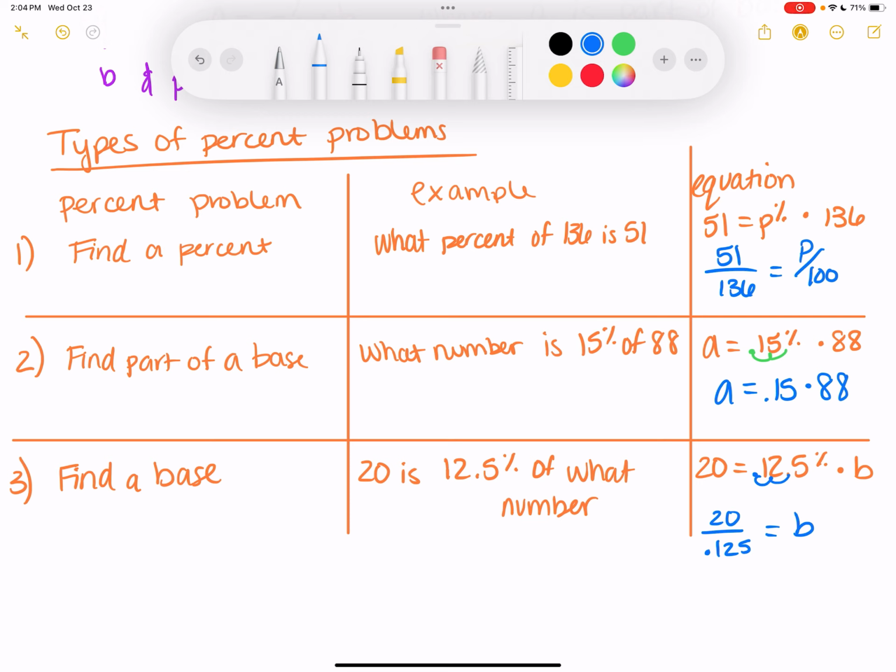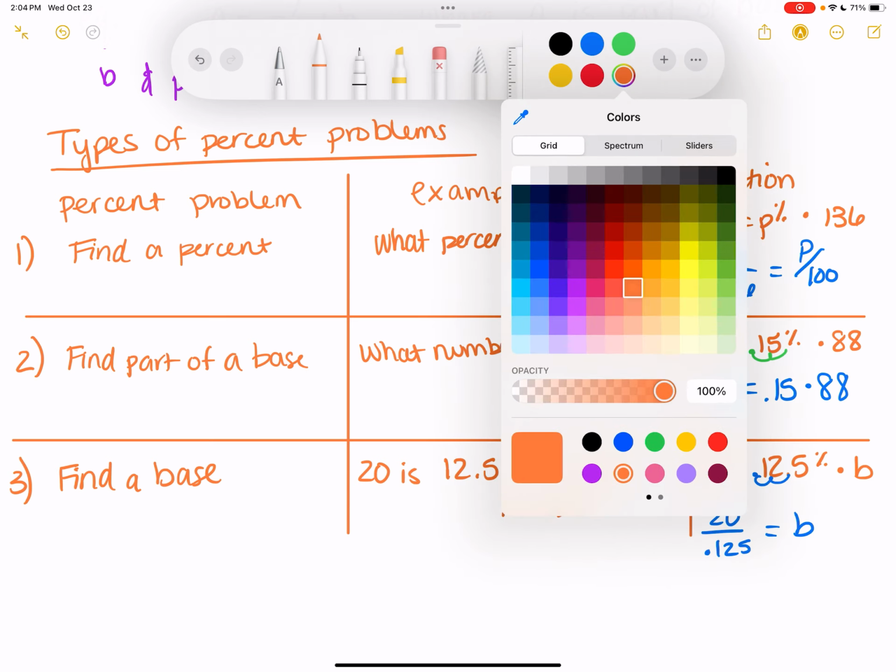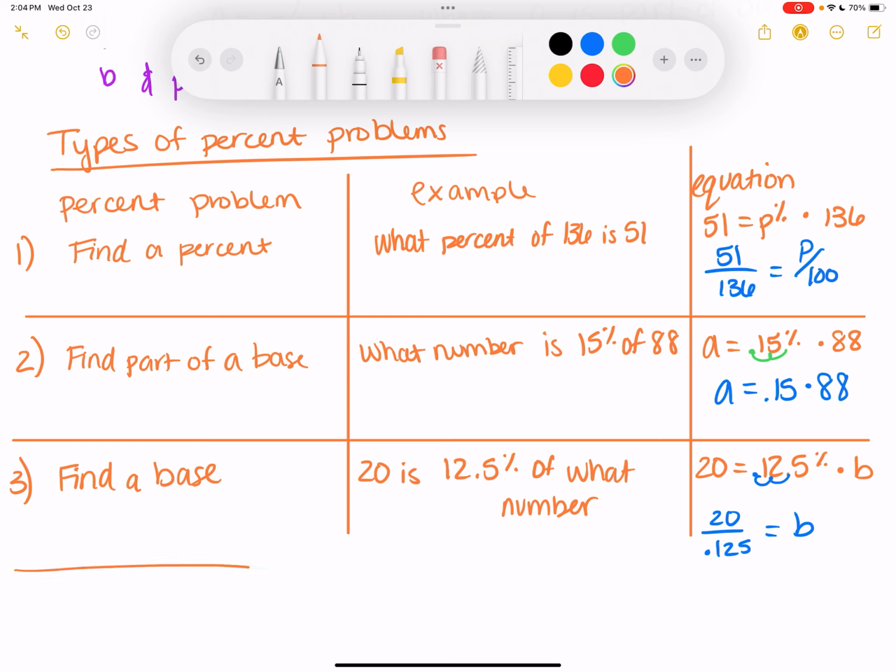I think I know what B is. I think it's 160. That's possible. I don't know, I'm just setting these up. Actually, B is 160. It's very possible.